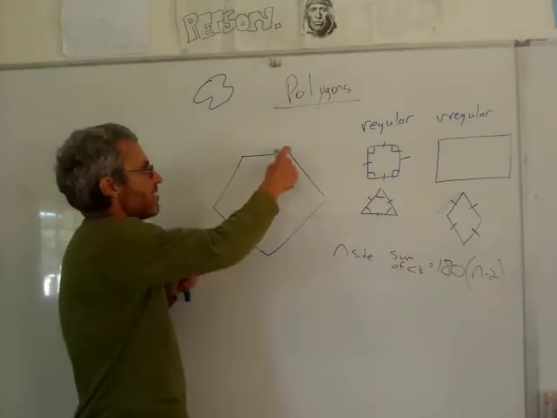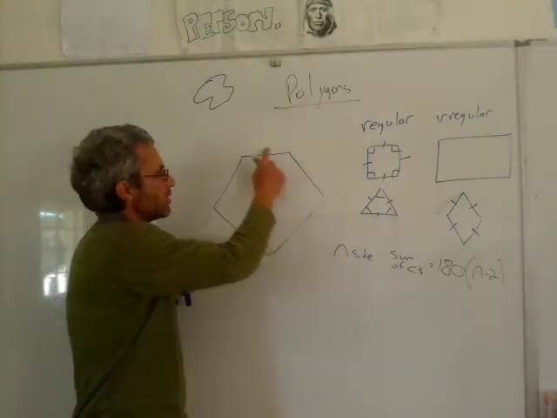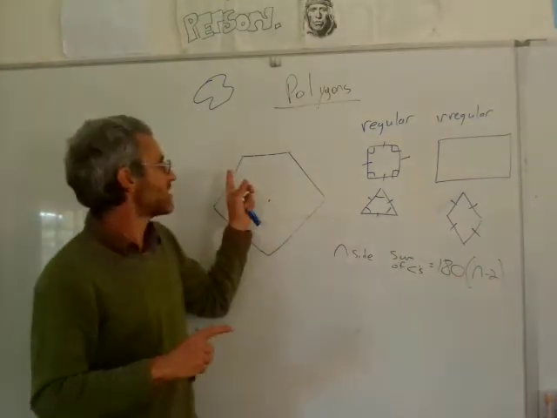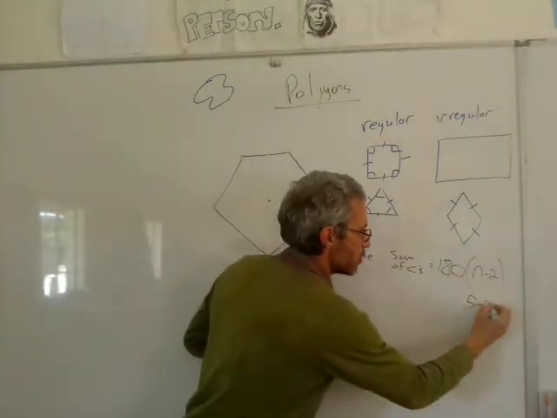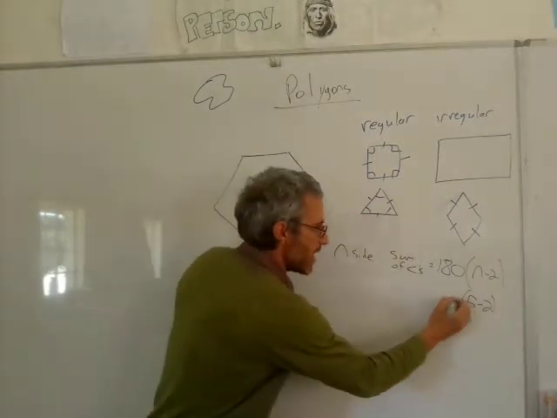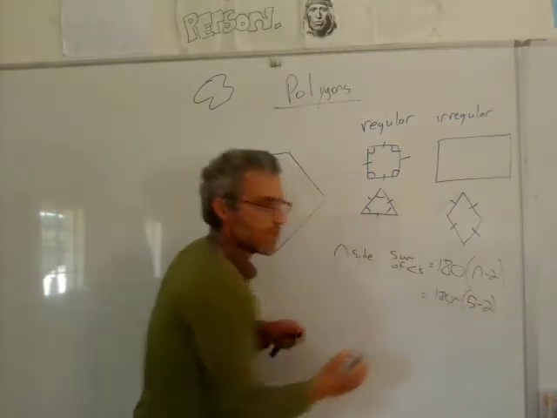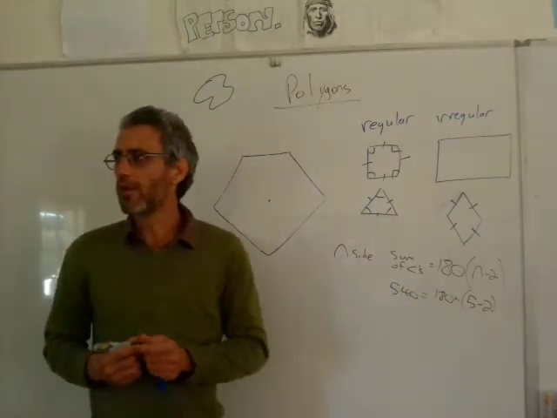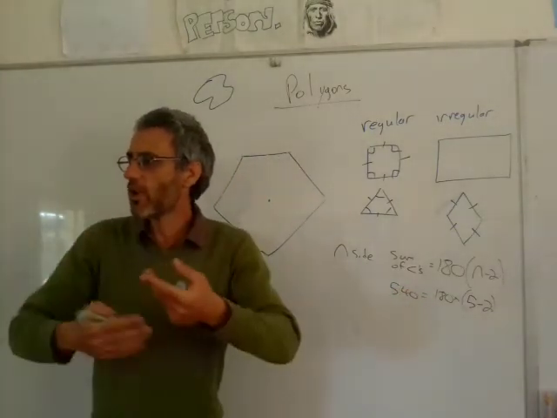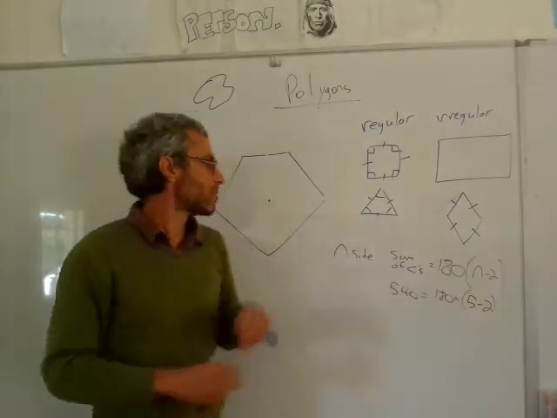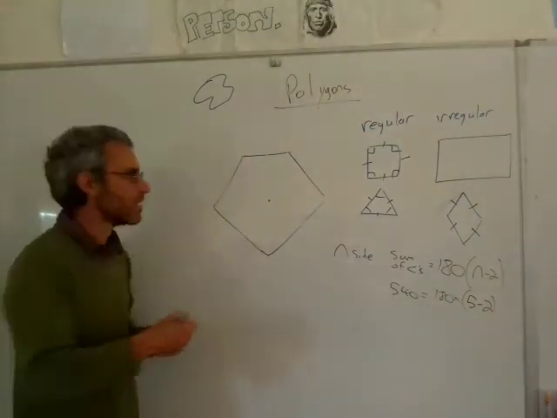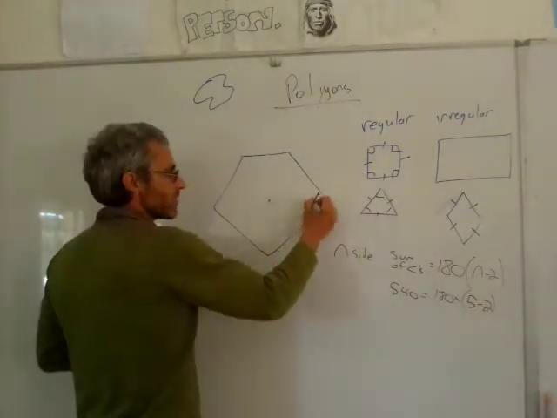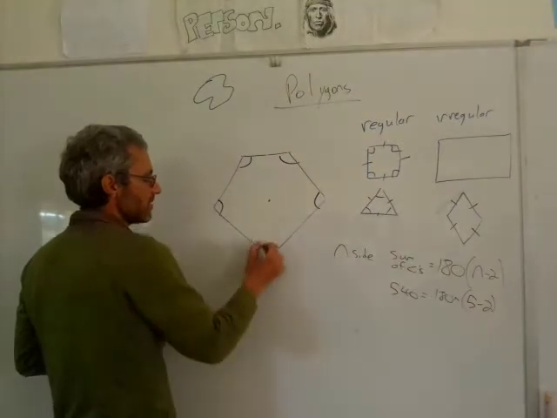The number of vertices and sides is the same, right? This one has 5: 1, 2, 3, 4, 5. So you minus 2. In this example, it will be 5 minus 2, which is 3, times 180, which is equal to 540. So that's a formula you need to know. I can give you any number of sides, and you can tell me the sum of the internal angles. Just to make sure you know what the internal angles are, it's these ones. These are the internal angles.